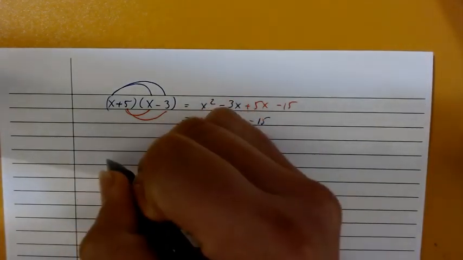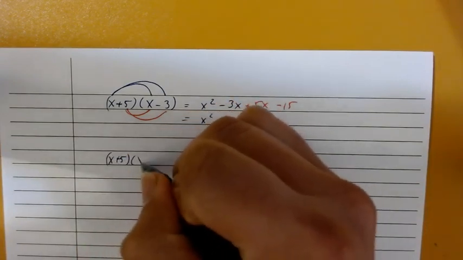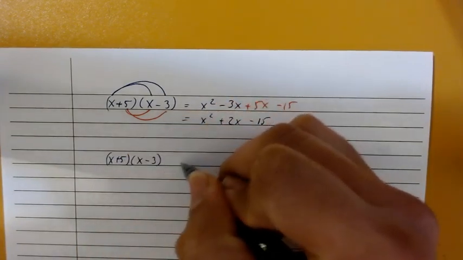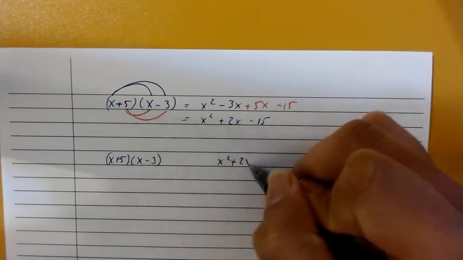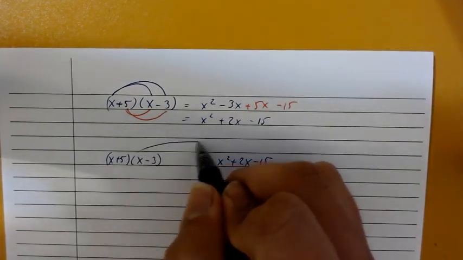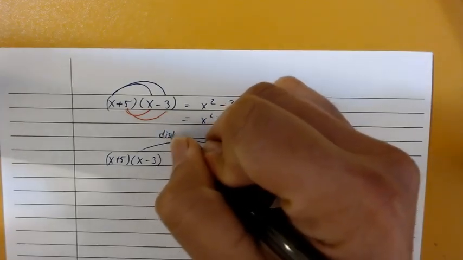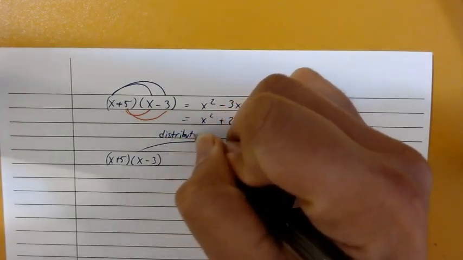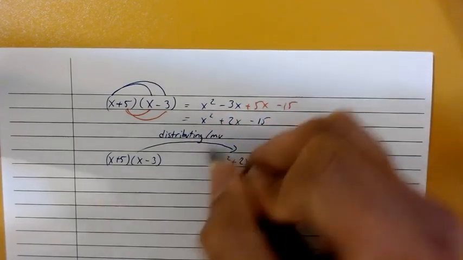Now, whenever you have something like this, where you have x plus 5, that's a polynomial, multiplied by another polynomial, you get an answer like x squared plus 2x minus 15. Putting these two together is called distributing. You can also just say it's called multiplying, because that's what we're doing. We're multiplying these together.